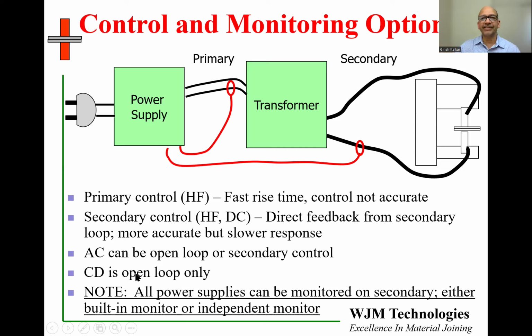The CD power supplies, the cap discharge power supplies, are always open loop. So you are sending the energy, but you are not directly controlling it. You're approximately controlling the time and overall energy, but not specifically controlling the current or voltage.